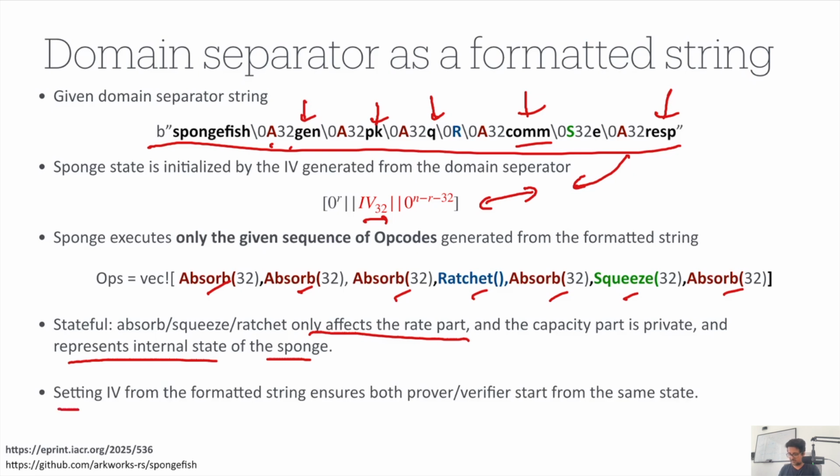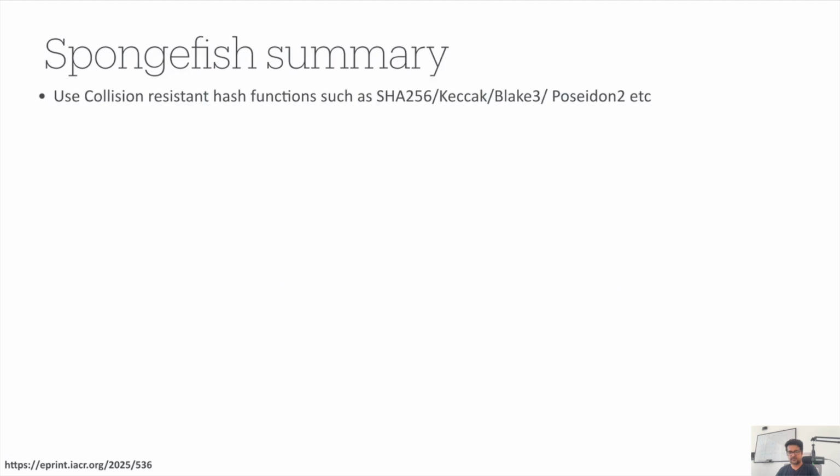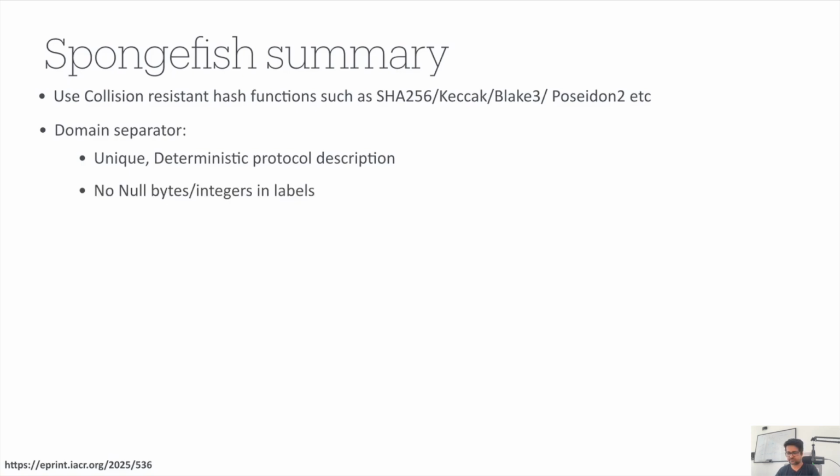An important thing is that setting the initialization value to be this formatted string ensures that both prover and verifier can start from the same state, and then the sequence of operations remains deterministic. Okay. To summarize, we need to use a collision resistant hash function such as SHA, Keccak, Blake, or Poseidon. And the domain separator has to have certain properties. So the first thing is that it must be unique and deterministic for the protocol. So each protocol must use a unique formatted domain separator to prevent cross-protocol attacks.